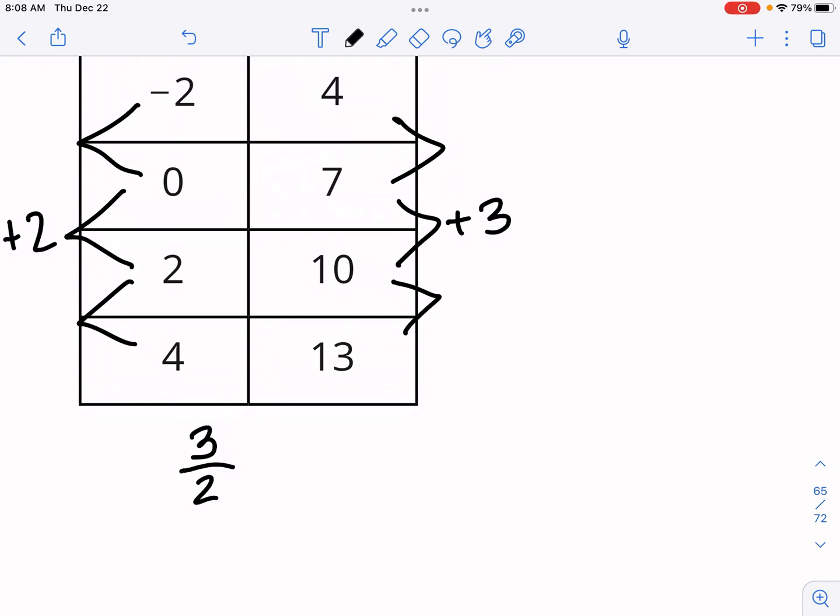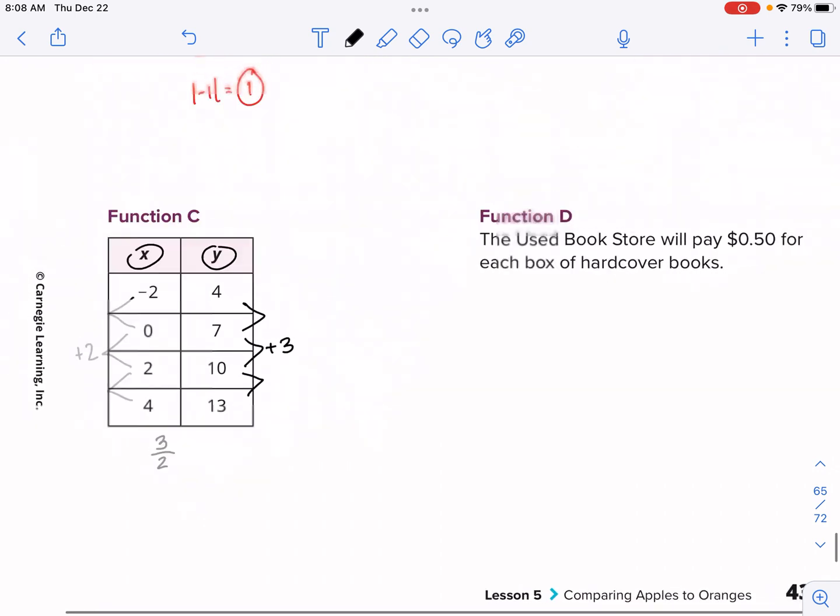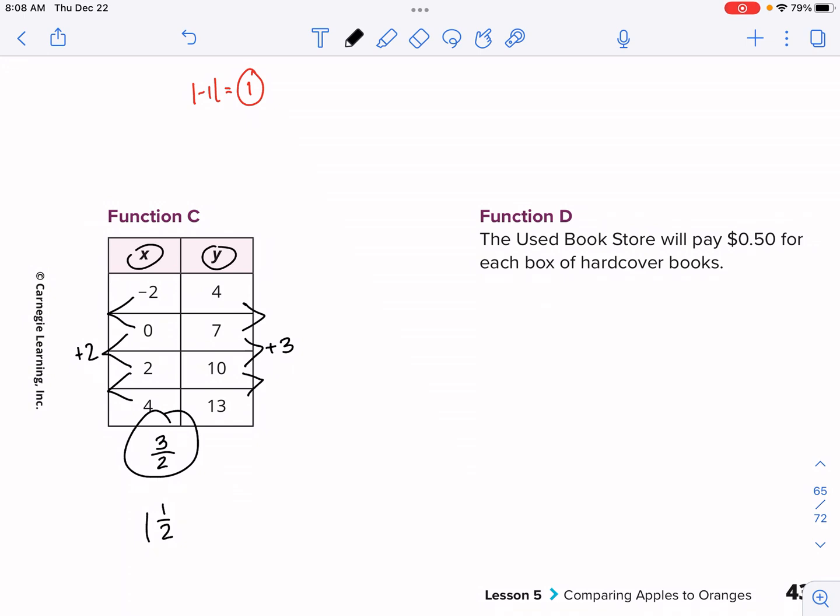You could make it a mixed number, but we'll just leave that alone. I mean, you can convert this to a mixed number. This is 1 and 1/2. So we know that this is bigger than function A. Okay, so far this is in the lead.